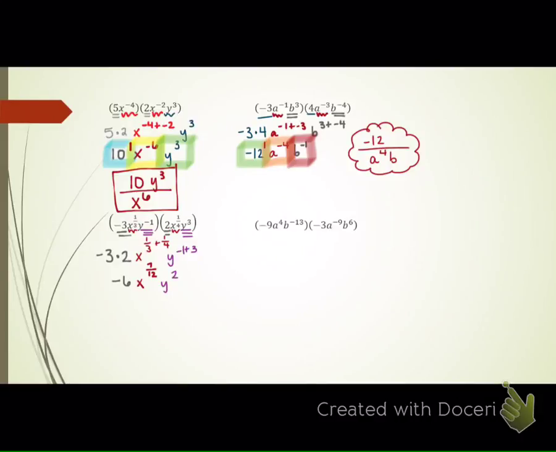So we look at each piece separately. What power is 6 being raised to? Is that a negative or a positive exponent? Positive. So that's going to stay. How about here? Positive. Stay? Positive. Positive. So do we change the answer for this one? No. This is -6 x to the 7/12 times y squared.